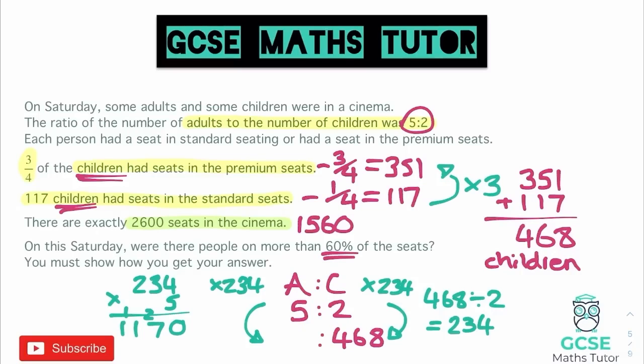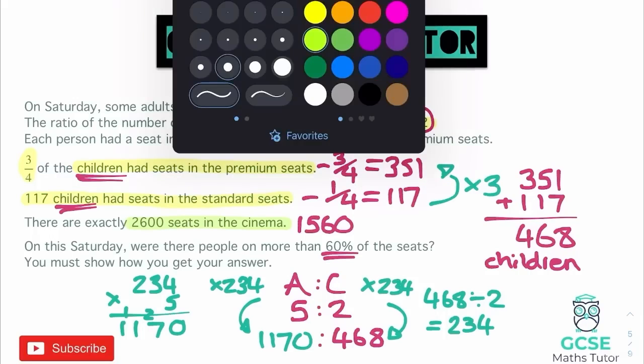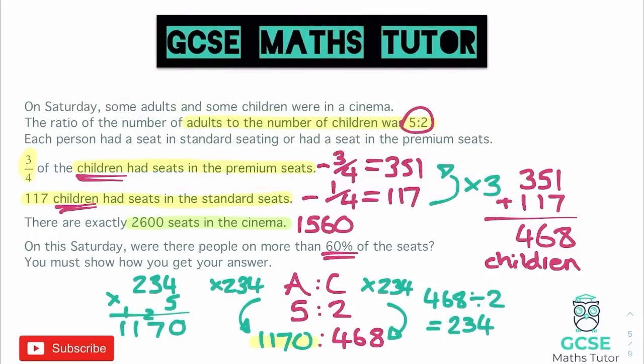So in terms of working this out, and we're going to need a bit more space there, so let's get rid of that arrow, we've got 1,170 adults. And to get there, we times by 234. Okay, so we've got quite a bit of information now. We've got 1,170 adults, and we've got 468 children. And it said, is 60% of the seats filled? And we already worked out that in order to fill that, we needed to fill 1,560 seats.